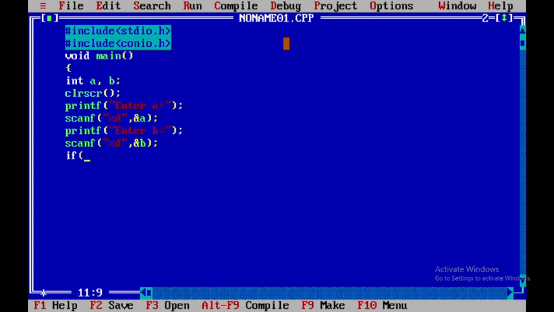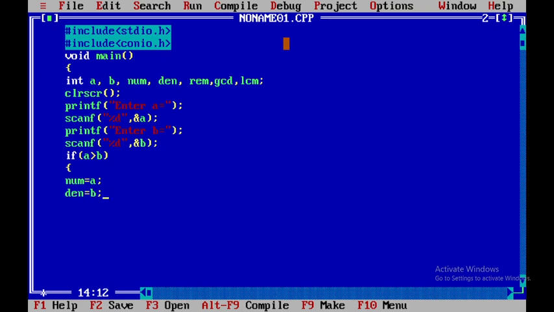whether a is greater than b or b is greater than a. If a is greater than b, in that case define new variables here, say numerator and denominator, and we require one more, that is remainder, and we require GCD also to store GCD, and LCM also to store LCM. So now if a is greater than b, in that case our numerator is equal to a, the largest number, and denominator is equal to b.